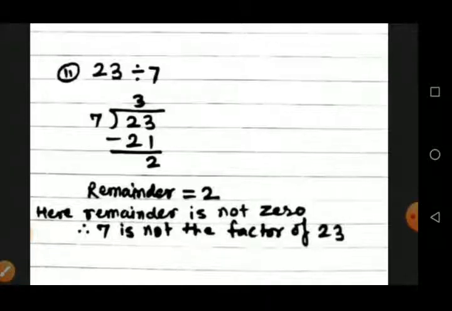From these two examples, what is the conclusion? If remainder is 0, then divisor is a factor of dividend. If remainder is not 0, then divisor is not a factor of dividend.